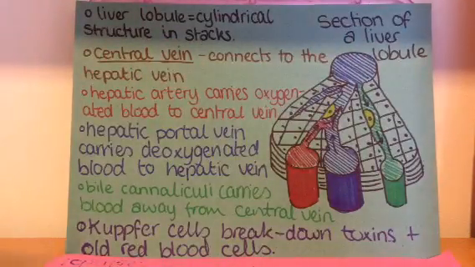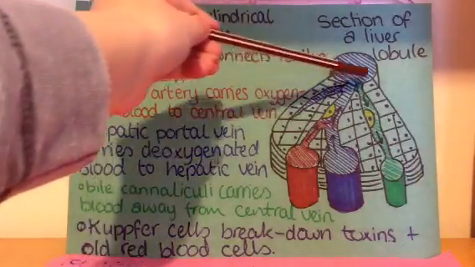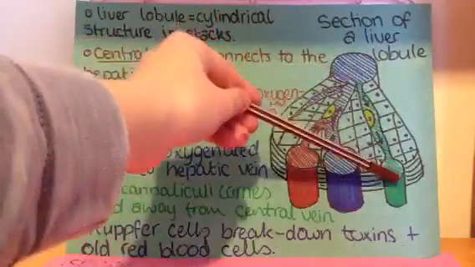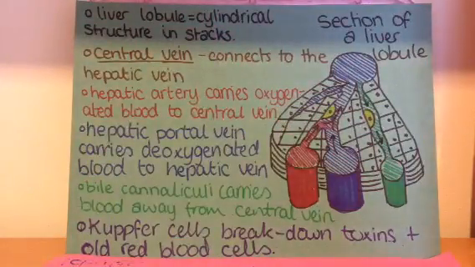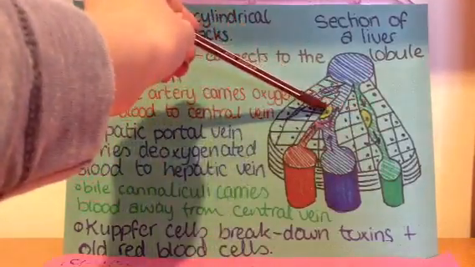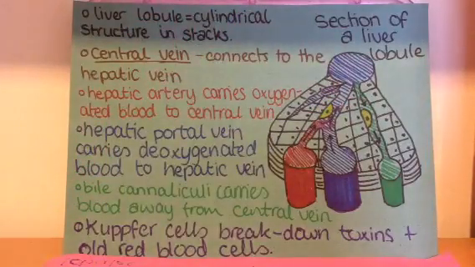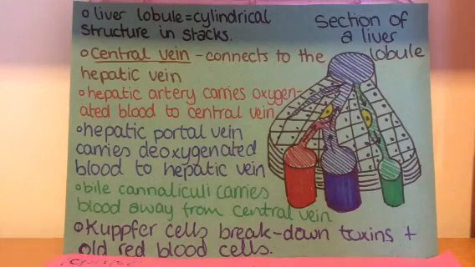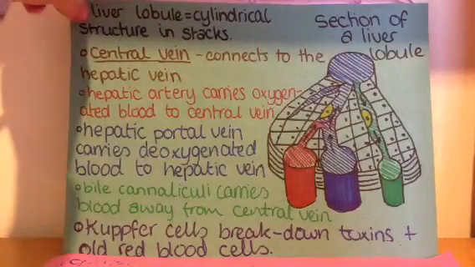The bile canaliculi carries blood away from the central vein, so that actually works in the other direction, and that takes it to the bile duct. Also, another little thing to know is these little yellow cells here, which are Kupffer cells, and they break down toxins and old red blood cells. The old red blood cells break down to form a chemical called bilirubin, and this is the brown pigment in faeces.